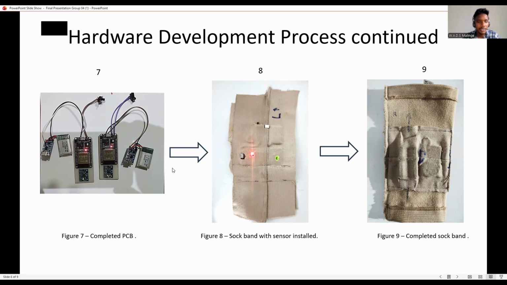We need two PCBs because we have two legs. Figure 7 shows these two PCBs, and figure 8 shows this socks band, because we have to attach it to our legs, so we created this kind of socks. The PCB is attached to these socks. Figure 8 shows the outer appearance, and figure 9 shows the inner appearance.